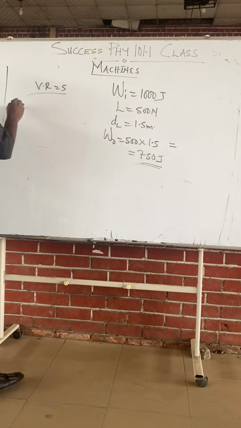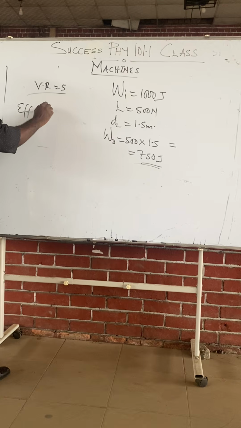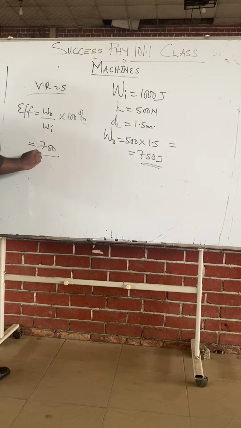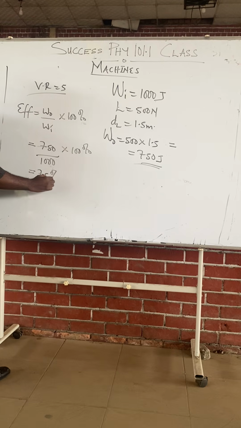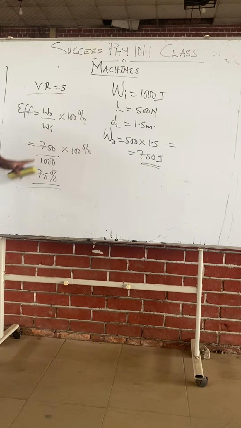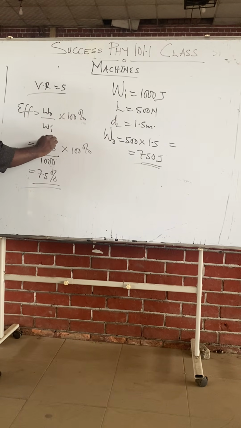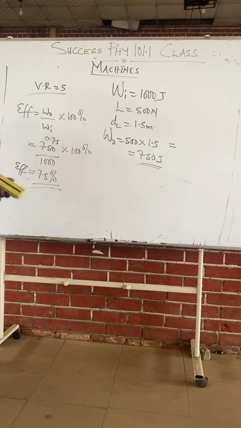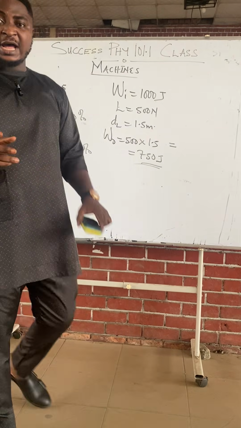Class, we now say efficiency is work output over work input multiplied by 100. What's our work output? 750. What's our work input? 1,000. Multiplied by 100. This looks like 75%, right? Because 750 times 100 divided by 1,000 is 75. Because 750 divided by 1,000 is 0.75, and 0.75 times 100 is 75. So my efficiency is what? 75%. We are done with work, energy, and power.